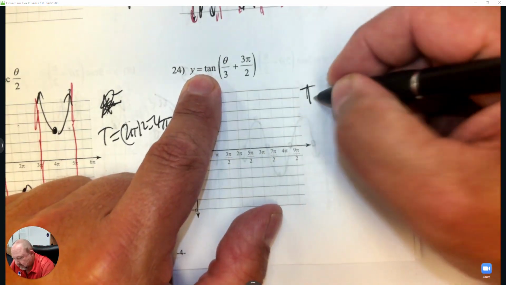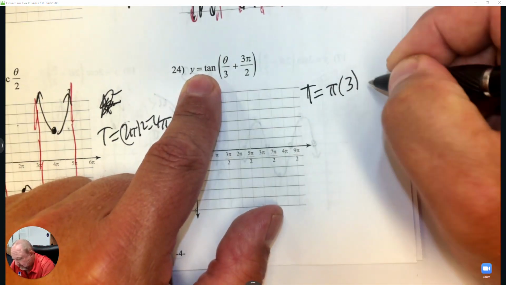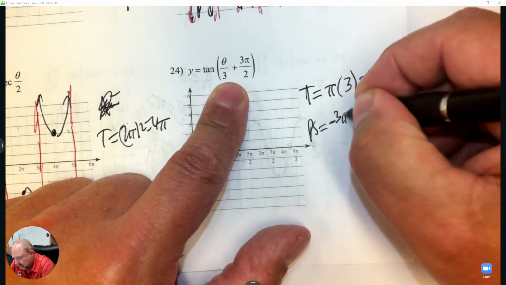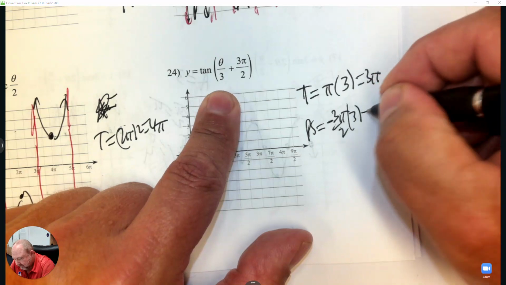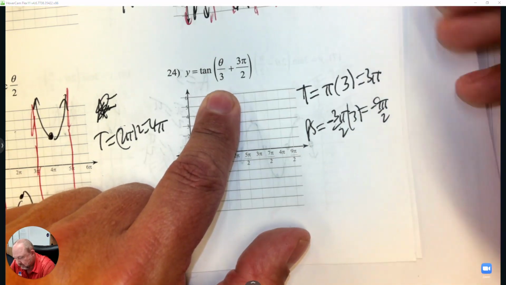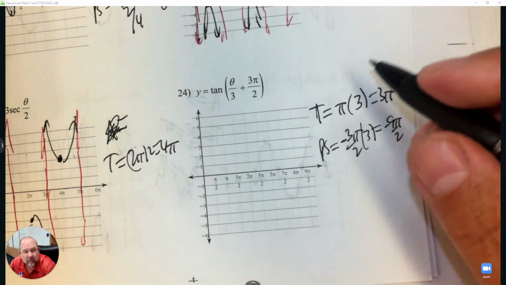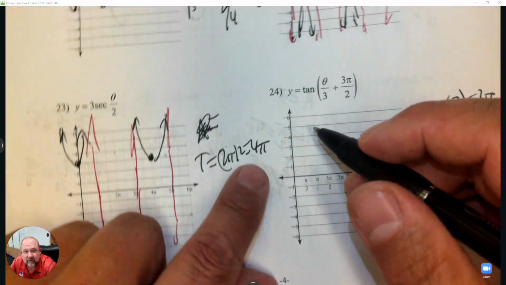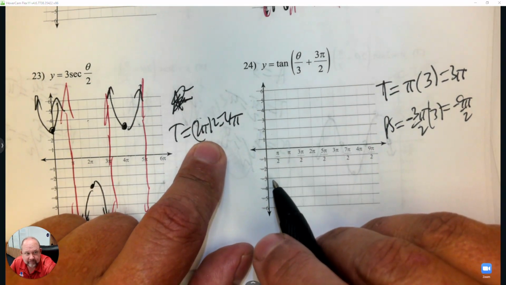24. Tangent, the period starts with pi times 3, so that's 3 pi. And then the phase shift is negative 3 pi over 2 times 3. That's negative 9 pi over 2, which is like negative 4.5. But I see negative 9 pi over 2. Geez. So that's way over here off my graph.